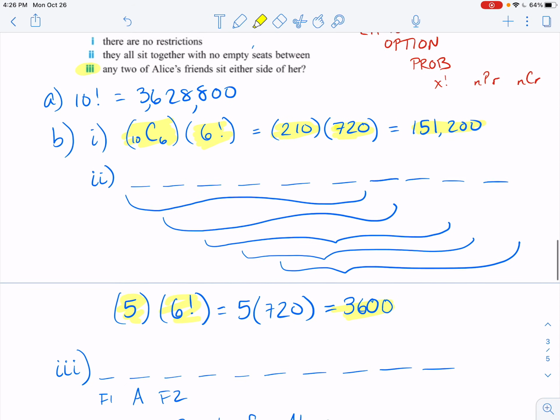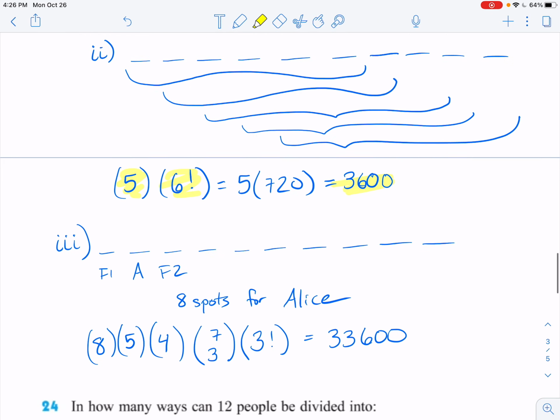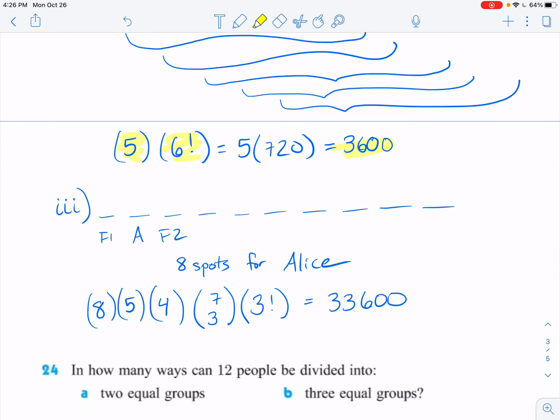Any 2 of Alice's friends sit on either side of her. Okay, so what I recognized here is that we have Alice, and then there's a friend 1 and a friend 2. Alice could sit in 1, 2, 3, 4, 5, 6, 7, 8 spots. She can't sit on the ends because then she wouldn't have somebody on either side of her. So there's 8 spots for Alice. That's where this comes from. And then of her 5 friends, 5 can sit on one side of her, and then 4 can sit on the other side. Well, that's all that we know that's absolutely determined for us.